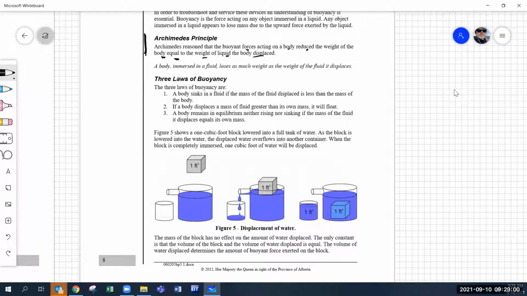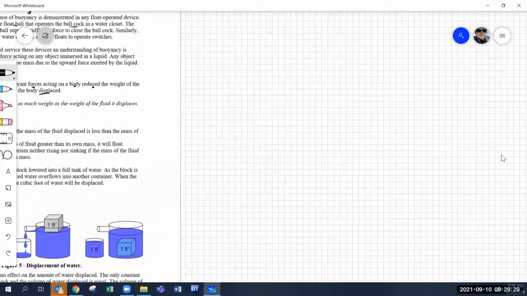Okay, now the 3 laws of buoyancy are right here. A body sinks in a fluid if the mass of the fluid displaced is less than the mass of the body. Number 2, if a body displaces a mass of fluid greater than its own mass, it will float. And a body remains in equilibrium, neither rising nor sinking, if the mass of the fluid it displaces is equal to its own mass.